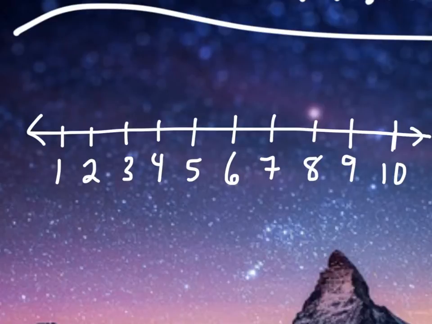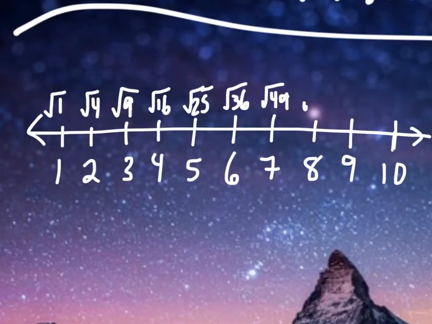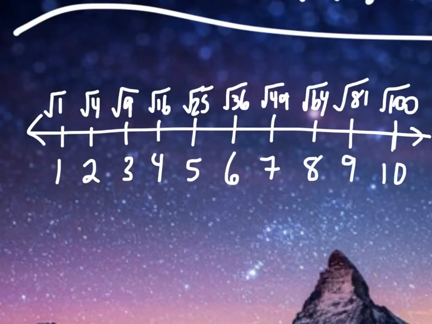For example, 1 is the same thing as the square root of 1. 2 is the same thing as the square root of 4. 3 is the square root of 9, 4 is the square root of 16, and so on. So at this point you should be getting pretty familiar with these numbers. These are all the perfect squares from 1 to 100. 9 squared is 81, and 10 squared is 100. There we go.